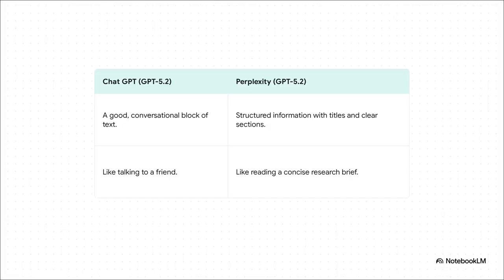And look at this. This is the perfect illustration of why Perplexity is so good. The standard chatbot gave me a nice conversational block of text. It's fine. But Perplexity took the exact same info from the exact same AI and structured it for me with titles and clear sections. It's less like talking to a friend and more like reading a research brief, which is exactly what I want when I'm looking for facts.